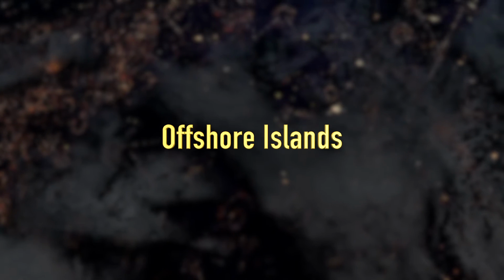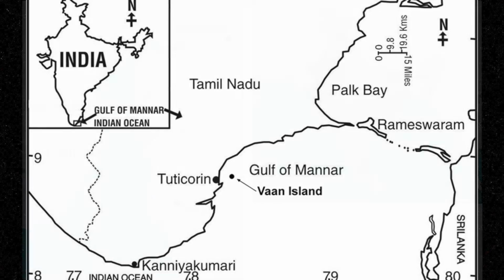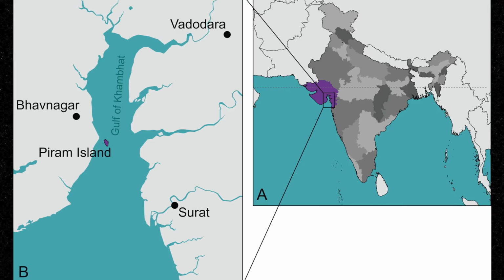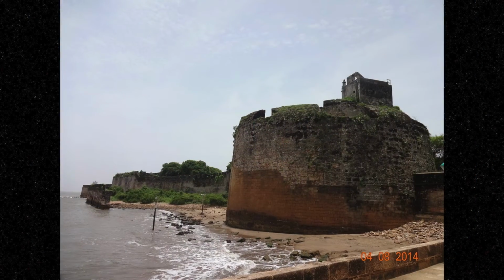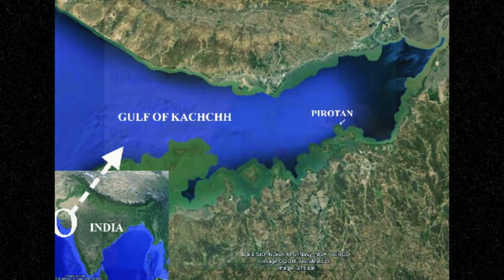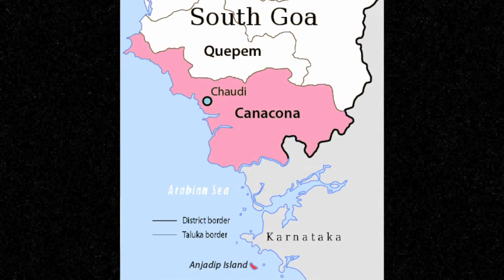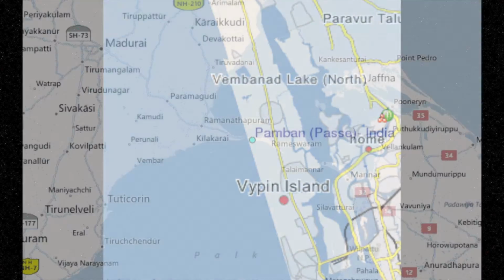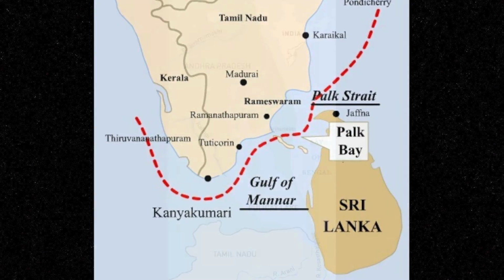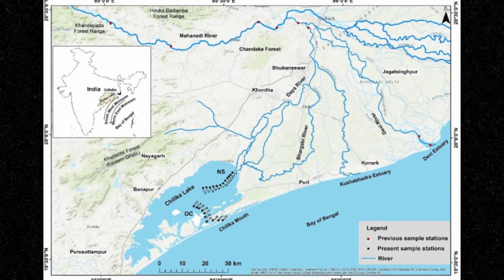Now let's look at the other kind of islands, the offshore islands. There are numerous islands in the delta region of the Ganga and in the Gulf of Mannar. Among the western coastal islands are Piram and Bhaisala in the Kathiawar region, Diu, Wadia, Nora, Pirotan, Karumbhar on the Kutch coast, and Aliabet in the Narmada and Tapi mouths, Anjadiv on the Goa coast, Vypin near Kochi, Pamban, Crocodile, Hare in the Gulf of Mannar, Sriharikota near the mouth of Pulicat Lake, and Parikud at the mouth of Chilika Lake. Many of these islands are uninhabited and administered by the adjacent states.